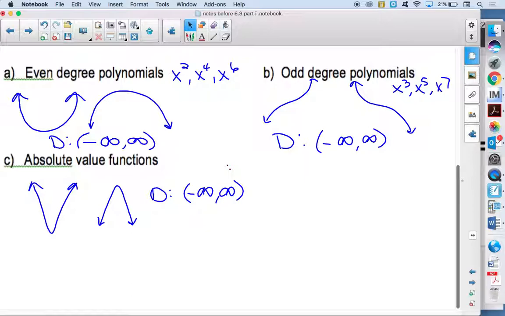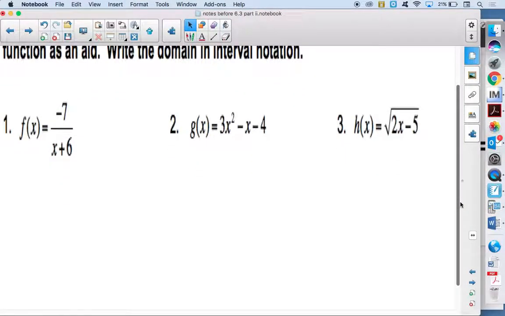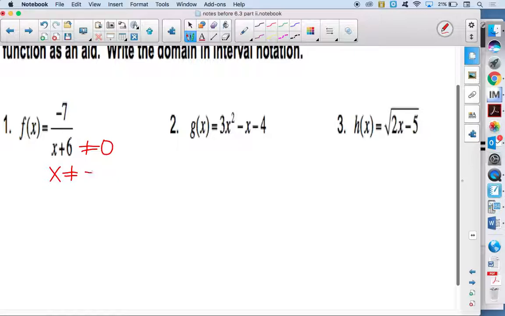So I believe there are a couple examples underneath. All we're asked to do is look at the equation and decide what the domain would be, writing it in interval notation. So the first one is a fraction. What has to happen in the denominator of a fraction? Paige? It can't equal 0. So in this case then, Paige, x can't equal -6. So it's not allowed to equal 0. Whatever number makes it equal 0, it can't be in the domain.